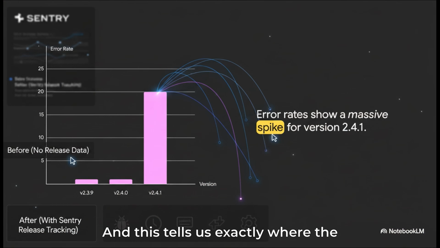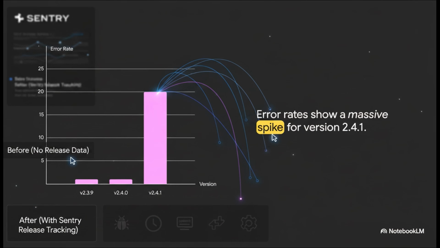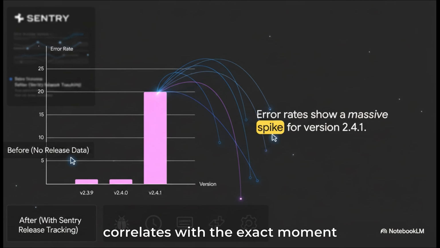And this tells us exactly where the problem originated. We can clearly see our 3 most recent deployments. Version 2.3.9, error rate is super low. Version 2.4.0, also low, looking totally healthy. But notice version 2.4.1. There is a massive spike in errors that perfectly correlates with the exact moment that specific release went live. Sentry has essentially handed us the very first piece of our puzzle. We now know definitively that deployment v2.4.1 is the one that broke production.